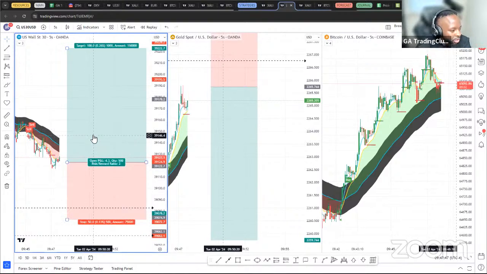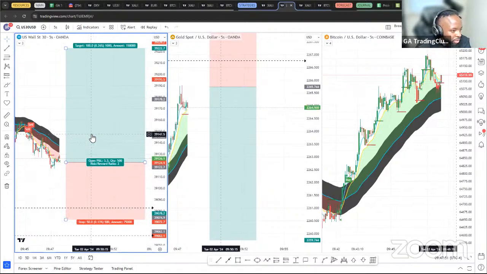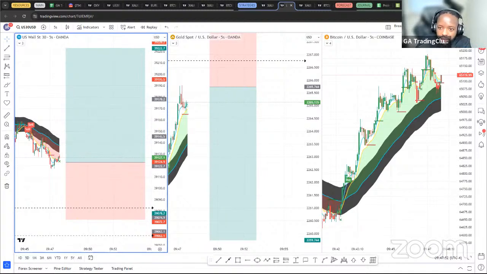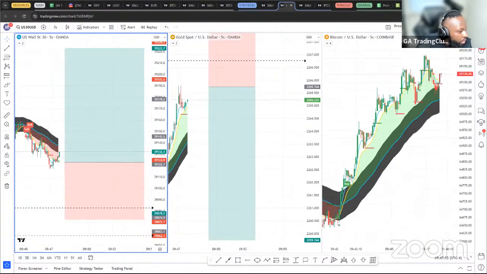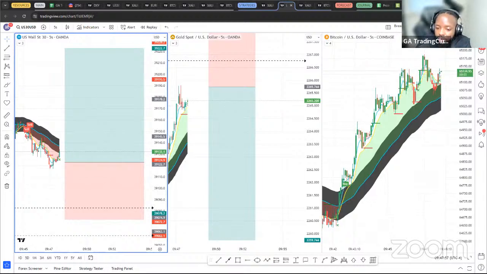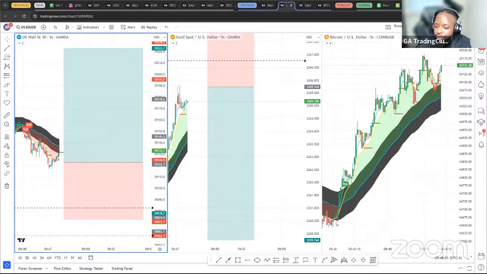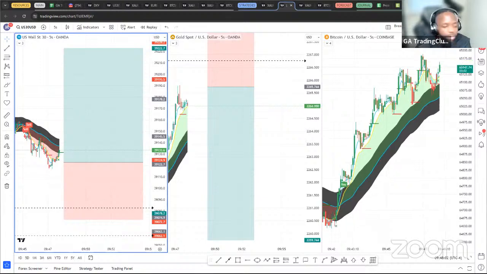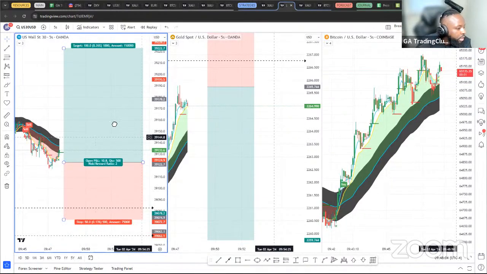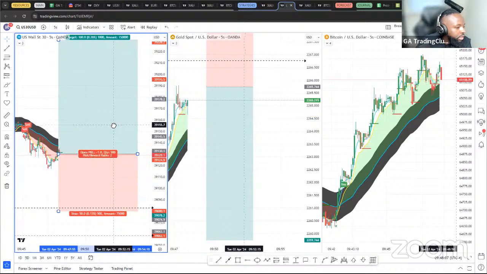But gold to me seems a little risky. It might go for the all-time high. And I'm taking the buy for US 30 now. Took it on that one account and taking it on this other account. So I'm in that buy for US 30 there.